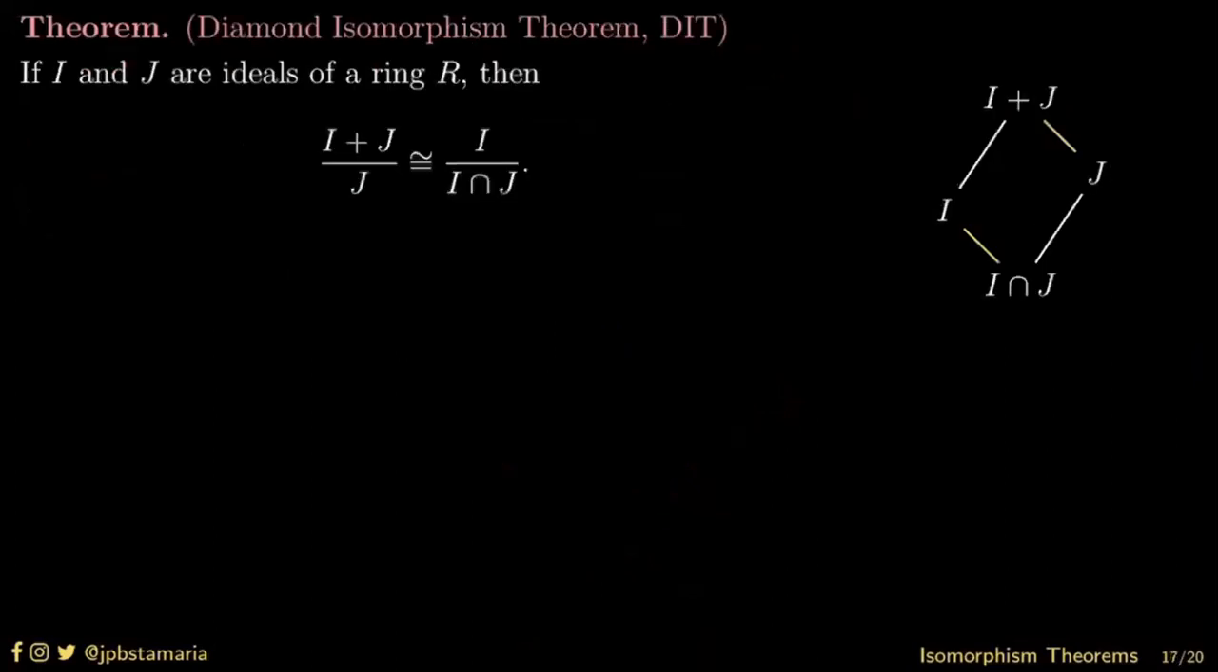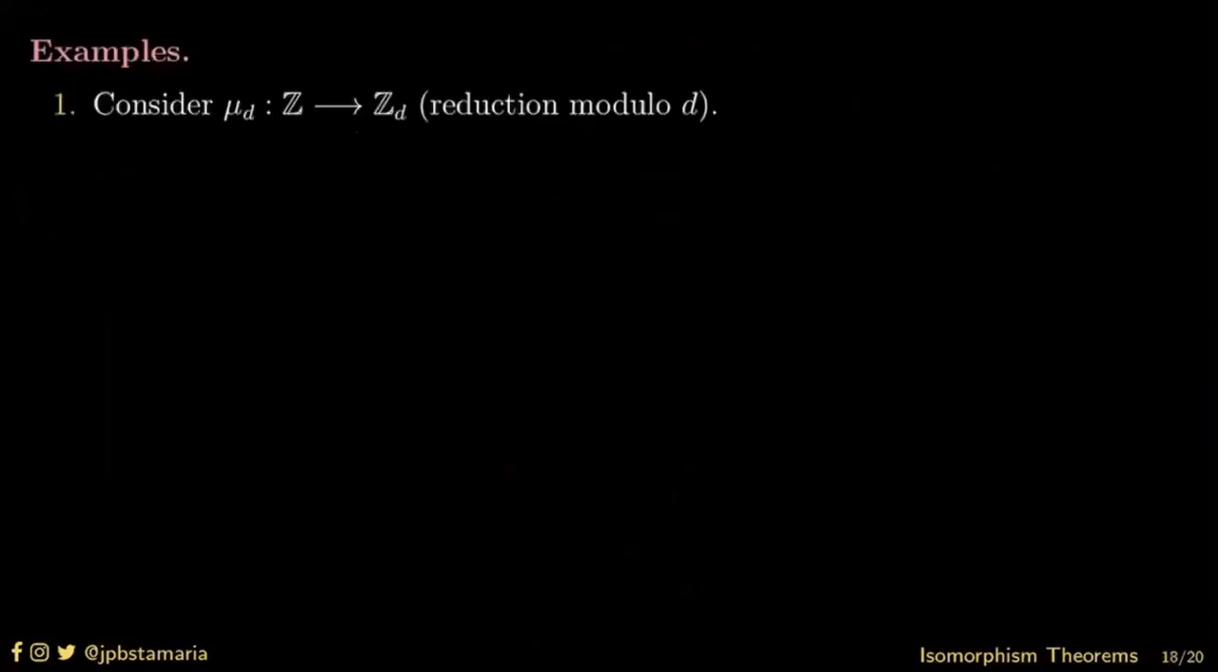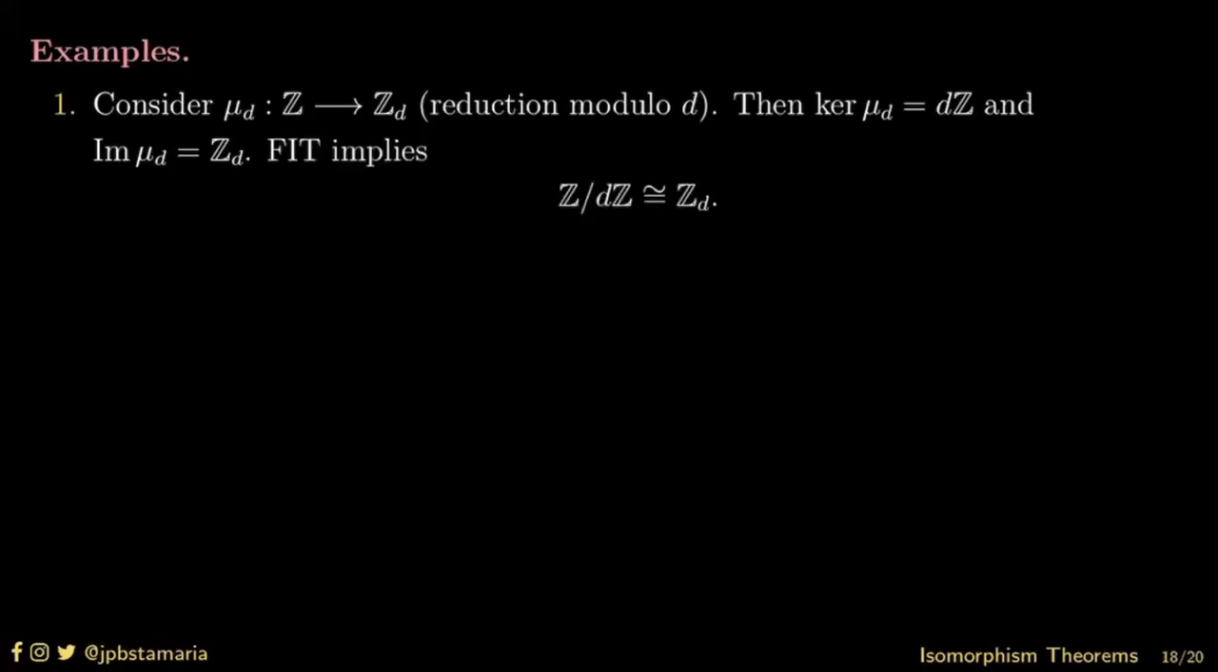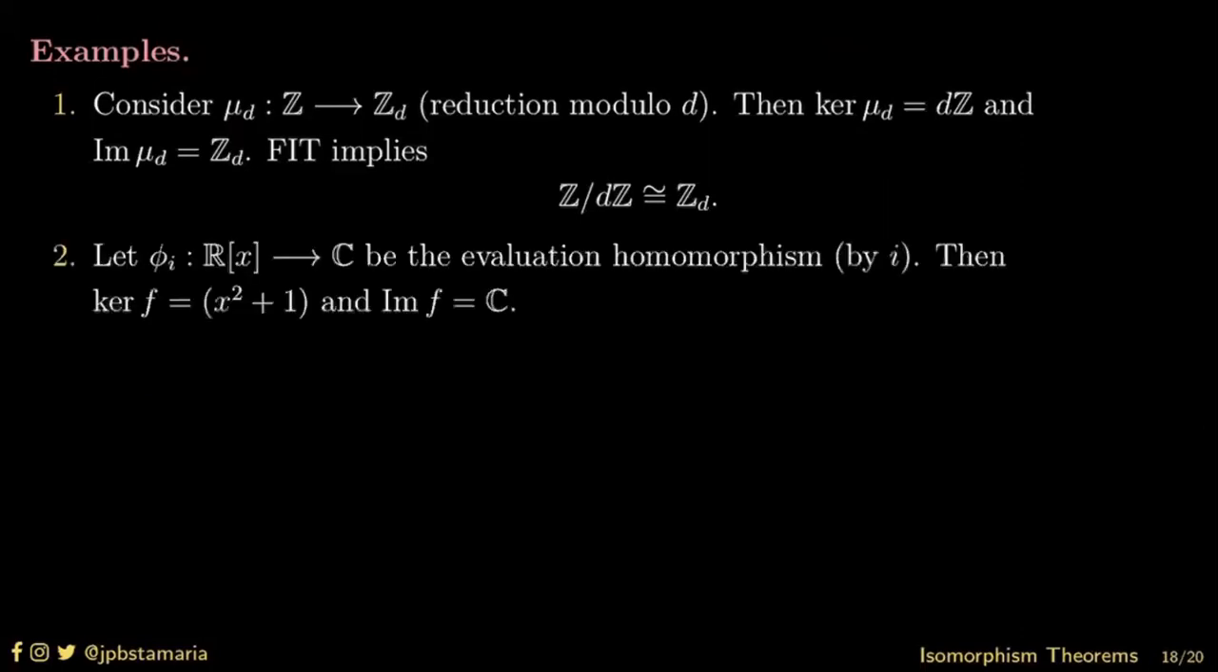Balikan natin yung mga nakaraang example natin. Ano, mamaya na yan. Mamaya na yung dalawa ha. Ano, balikan natin ito. Ano nga ulit ang kernel nito? Yung DZ. Ano yung image nito? Yung buong Z sub D. So by the fundamental isomorphism theorem, yung Z modulo DZ daw is isomorphic to the ring Z sub D. Did you understand that? Talaga naman, di ba? Yung Z modulo DZ, ito yung mga cosets ng DZ, they form a ring isomorphic to Z sub D. So that's what the theorem is telling us.